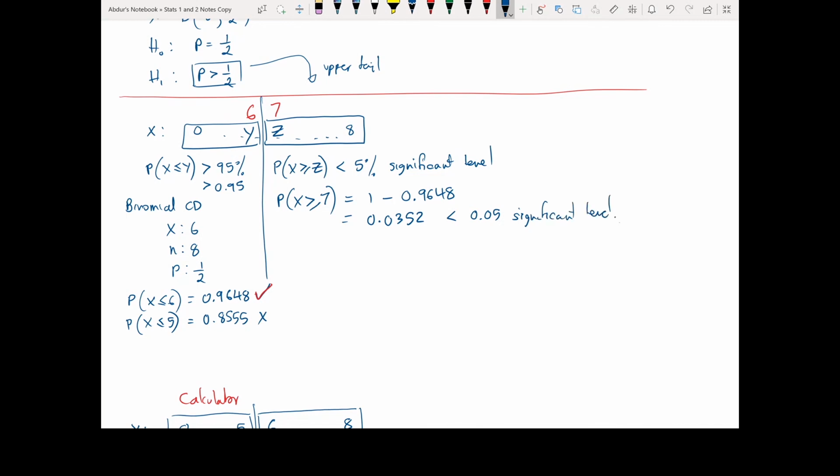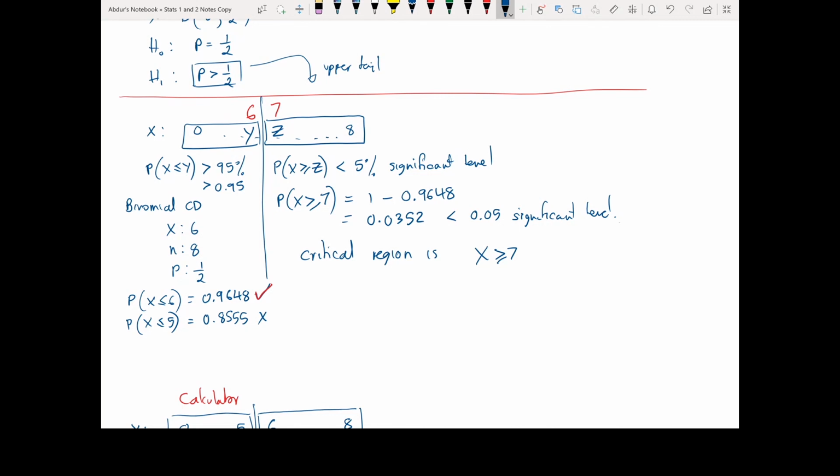Okay, so this is our first value within the critical region, i.e. our critical value. So what is our critical region? The critical region is X greater than or equal to 7. Okay, so 7 and 8 are our critical region values. And what is the critical value? Well, the critical value is the first number in the critical region. So 7 would be our critical value.